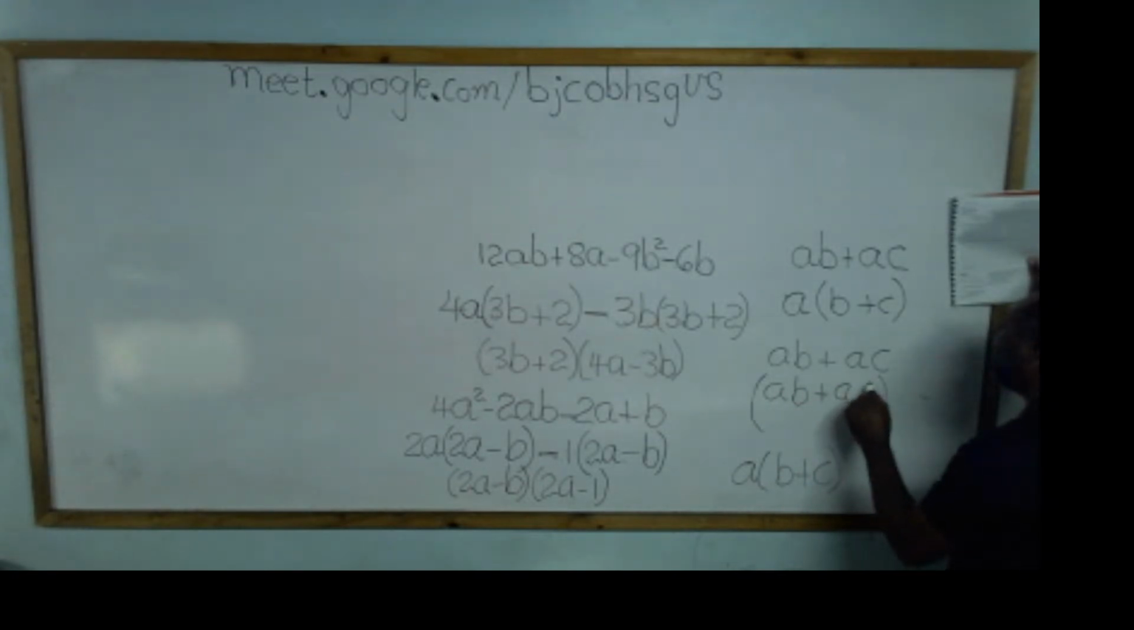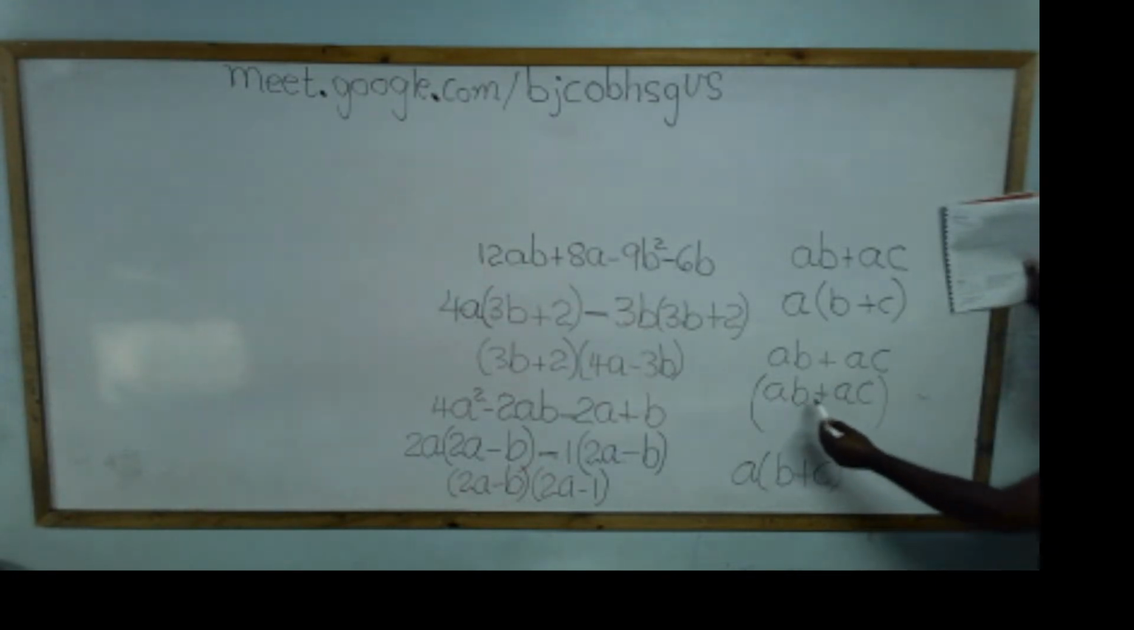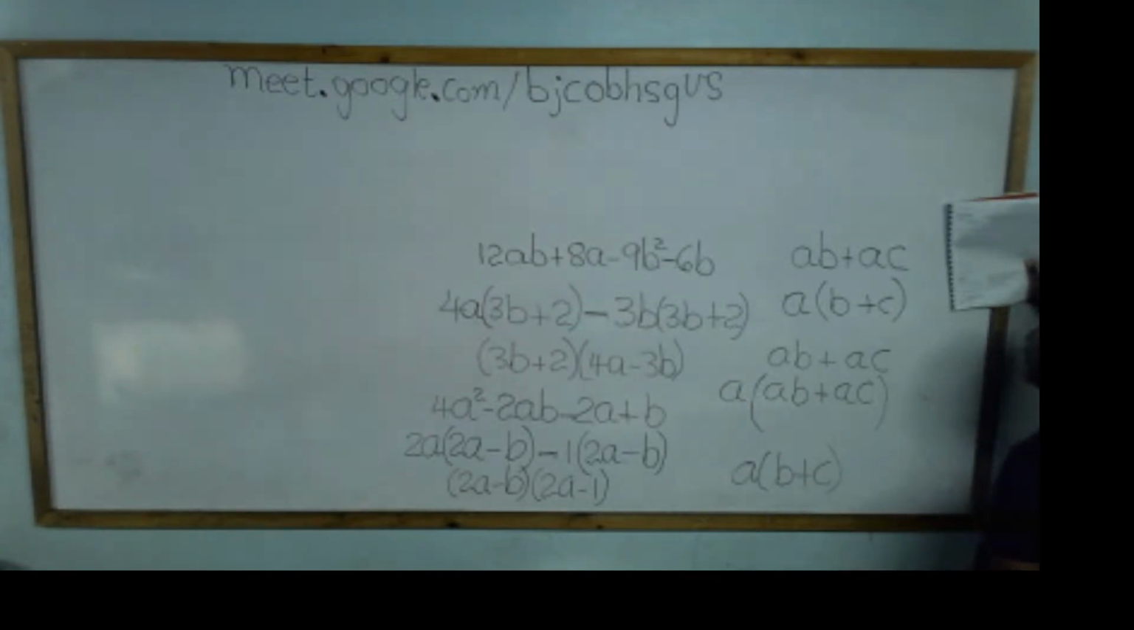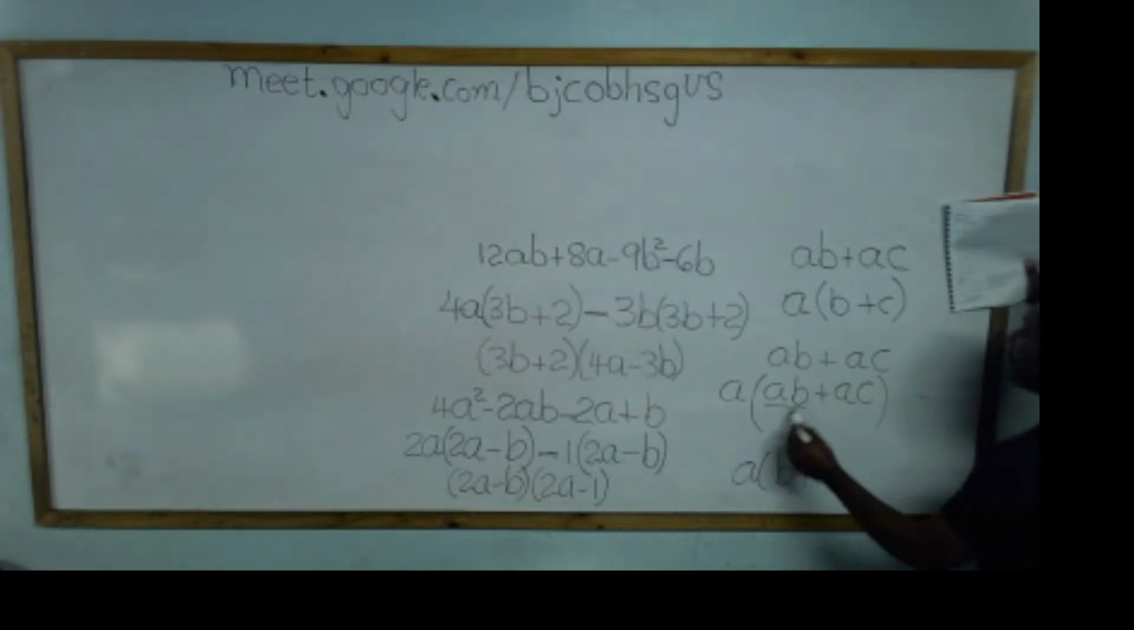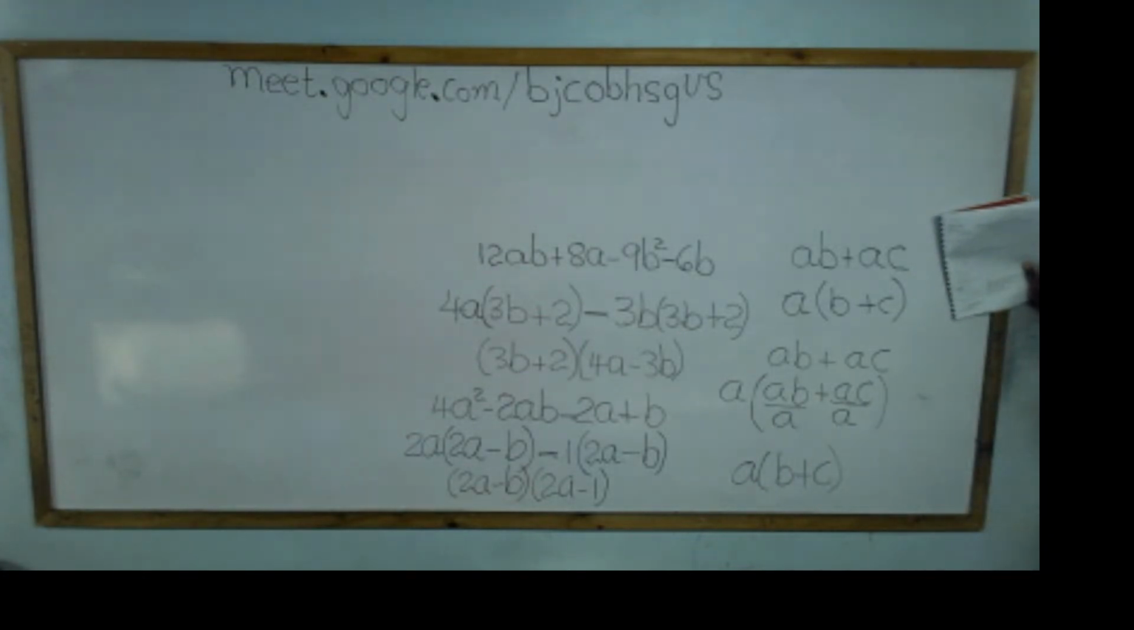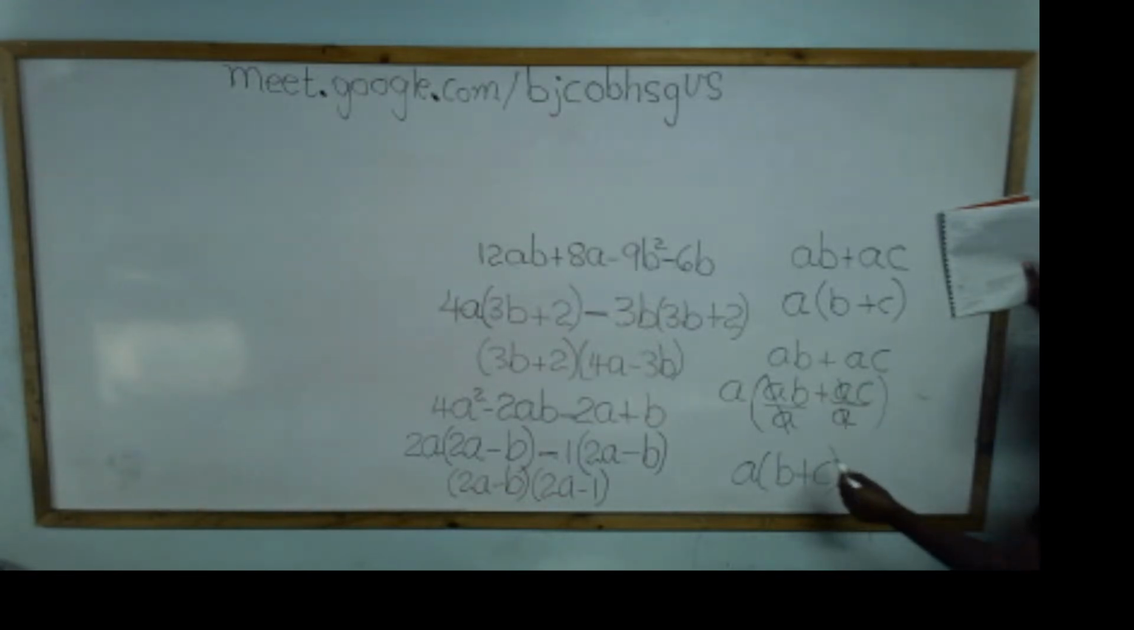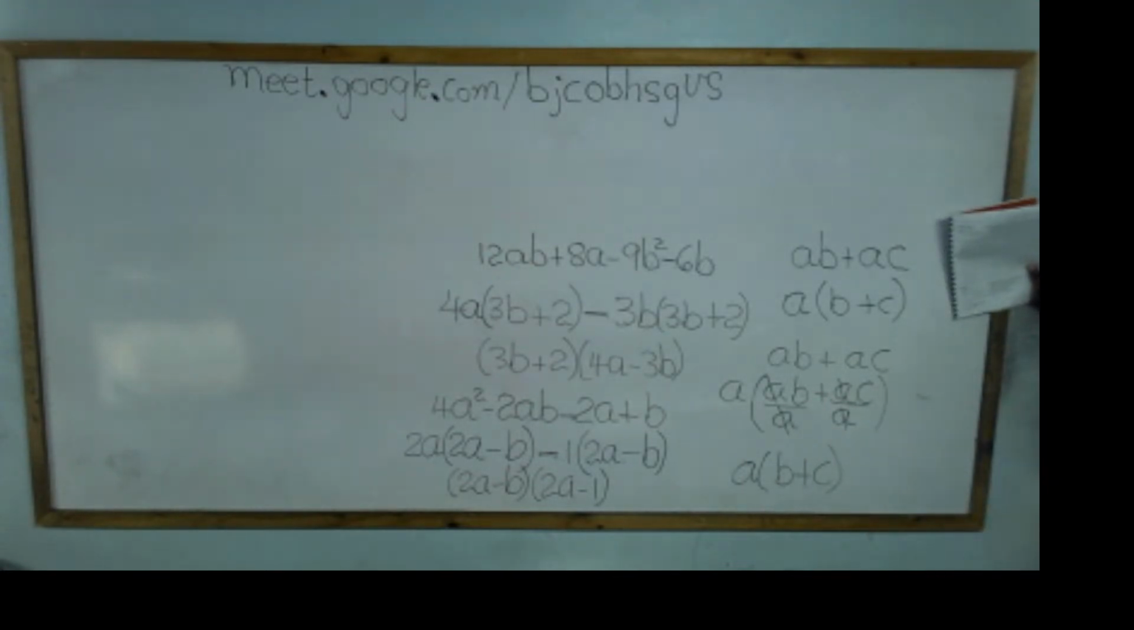Same AB plus AC. What is the common factor of AB and AC? A. And what do we do? Divide each of the terms by the highest common factor. Then what will happen? The A cancels the A there. All that is left is the B and the C. So that is why you do it.